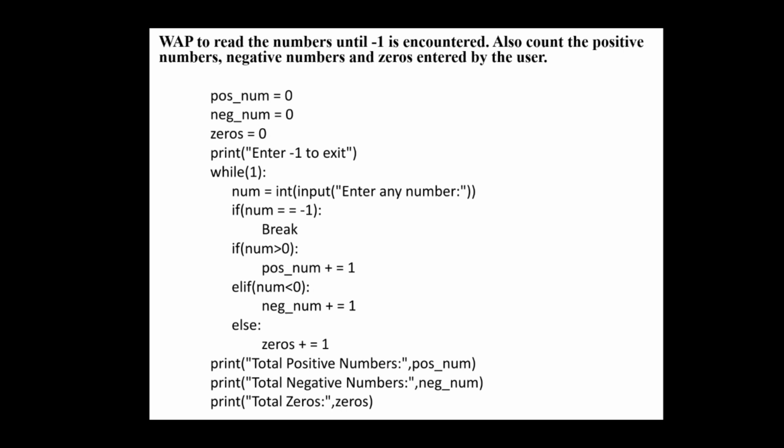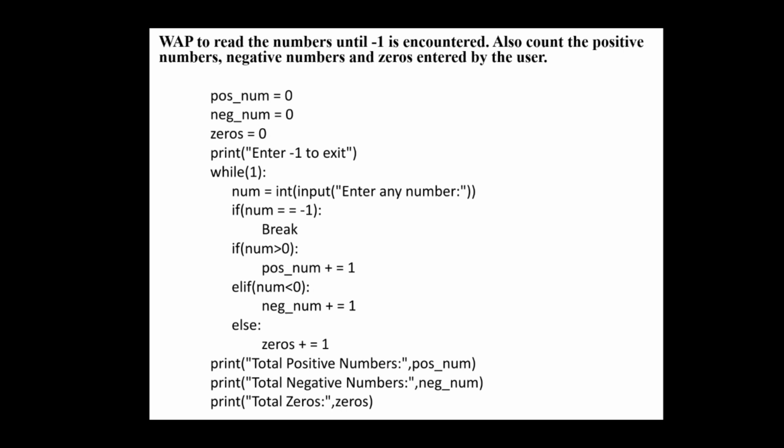This time we put -3. So num == -1, false. num > 0, that is -3 > 0, that is also false. So the first elif statement, that is num < 0, that is -3 < 0, yes. So negative number should be incremented to 1. Then ask the user to enter another number.